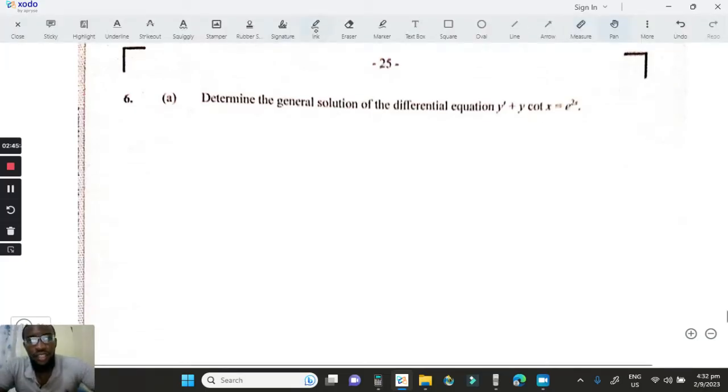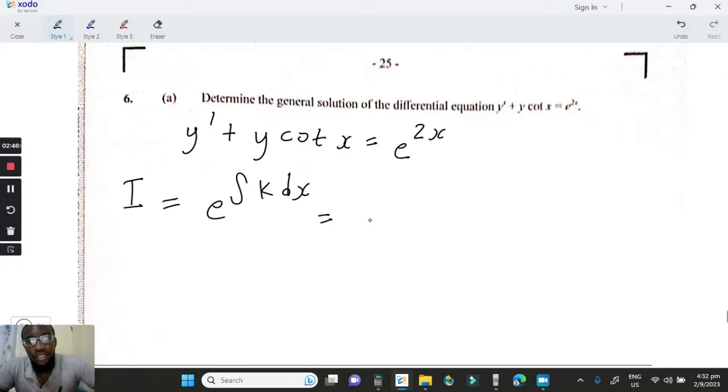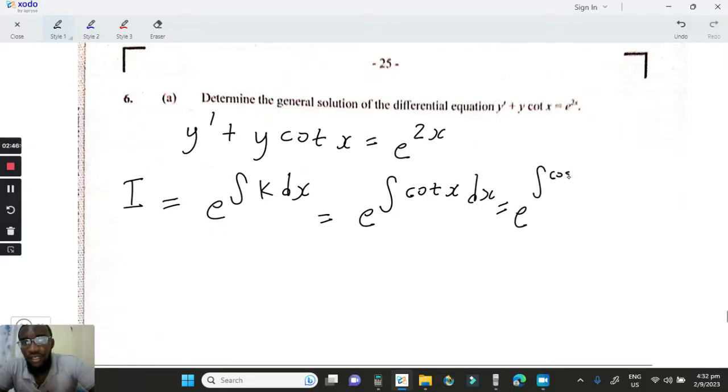I'm going to write it over so you can see it a little bit easier. y' + y cot x = e^(2x). First thing, find the integrating factor, which is e to the integral of k dx, which is e to the integral of cot x dx. When you integrate cot, remember this is cos x over sin x. When you differentiate sine, you get cos.